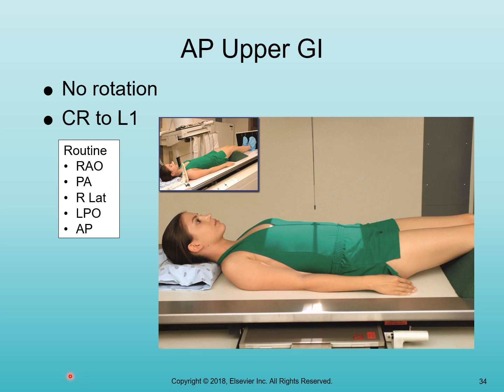Our first one is an AP upper GI. And in your book, this one is not the PA on 495, but it's actually the last page in the chapter. It's on page 498. And this is your upper GI projection, AP projection, I'm sorry.